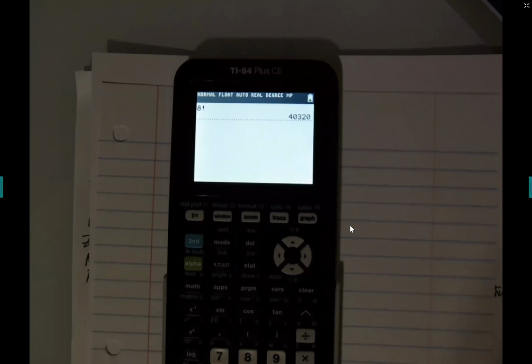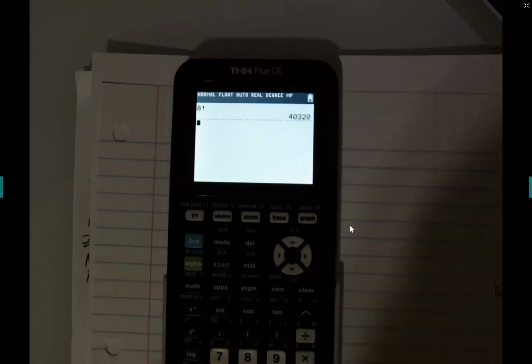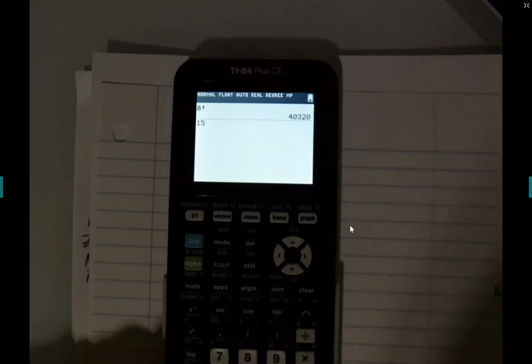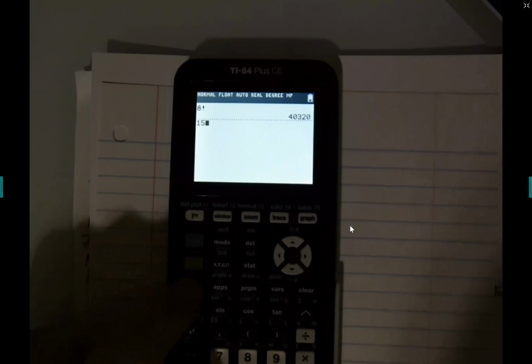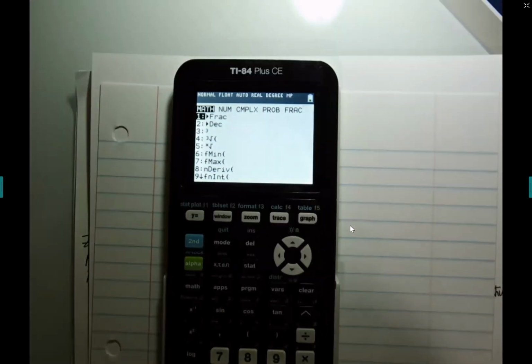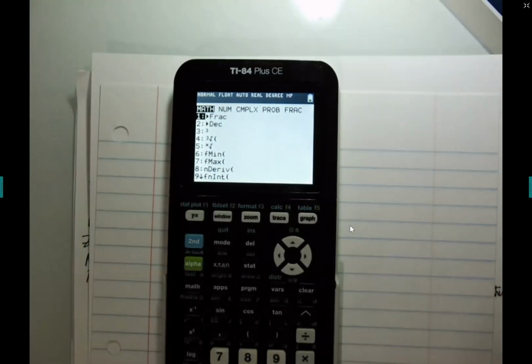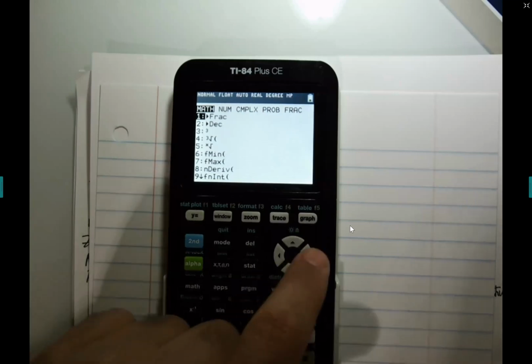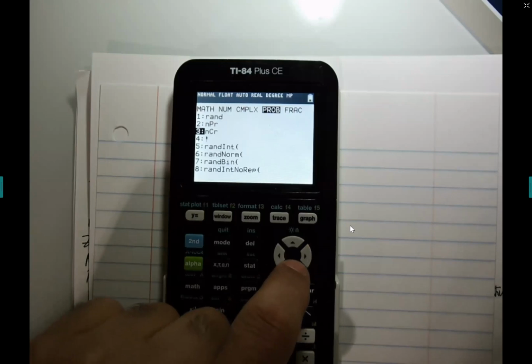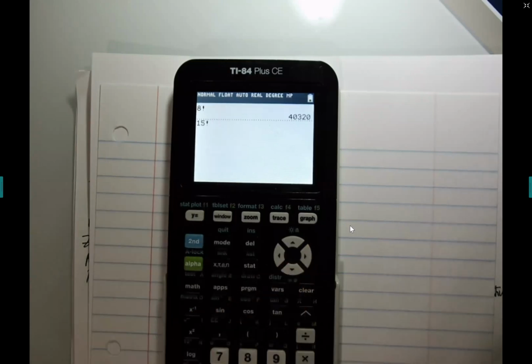Let's try another one. 15 factorial. You're gonna be shocked, guys, how big this number is. So put 15, math. Watch me, guys, doing math. And then probability. And ready? 15 factorial.